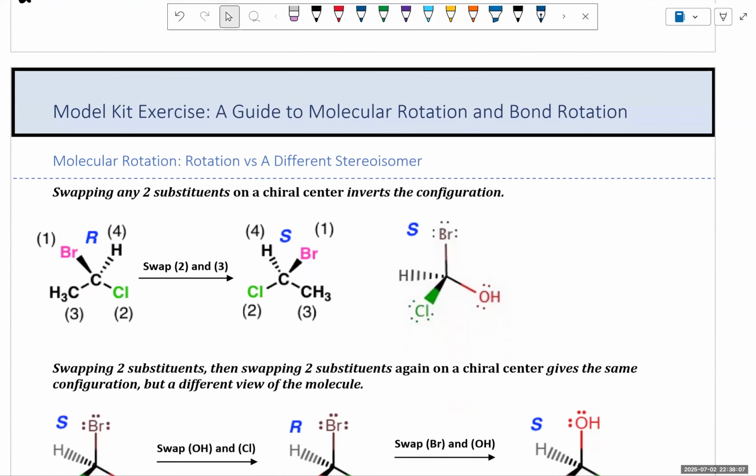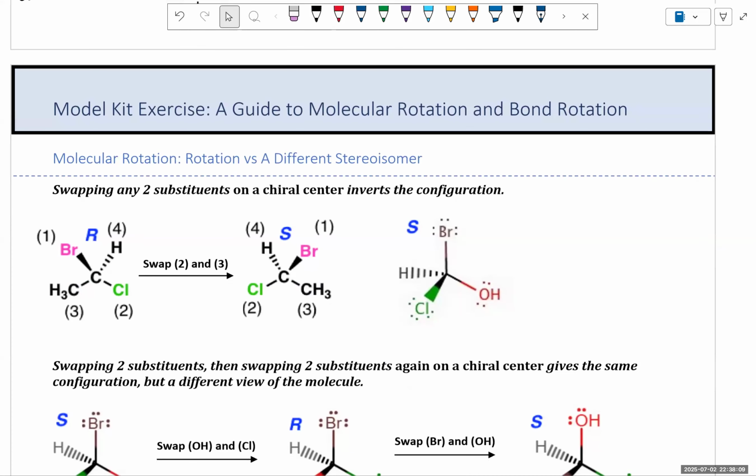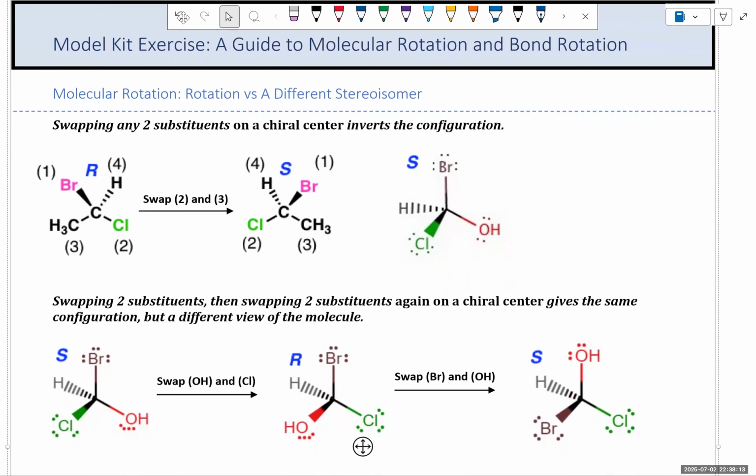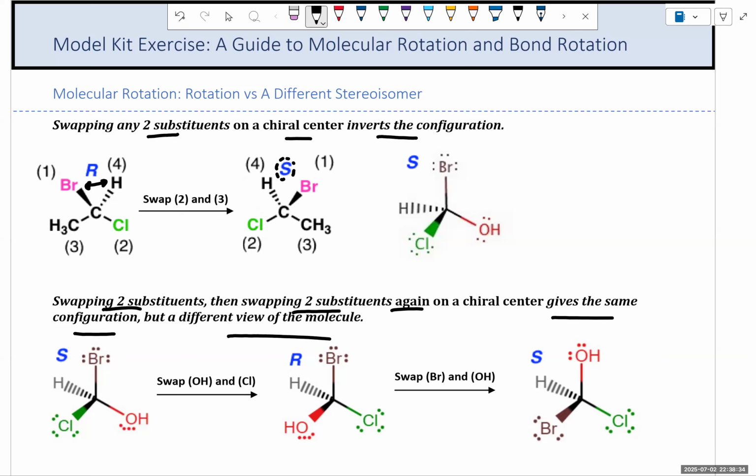Let's now talk a little bit about a guide for molecular rotation. So swapping any two substituents on a chiral center inverts the configuration. So if we start with an R stereocenter and we swap bromine and hydrogen, we end up with an S stereocenter. Now, if we swap two substituents and then swap two substituents again, you'll get the same configuration, but a different view of the molecule. Let's prove that with a model kit.